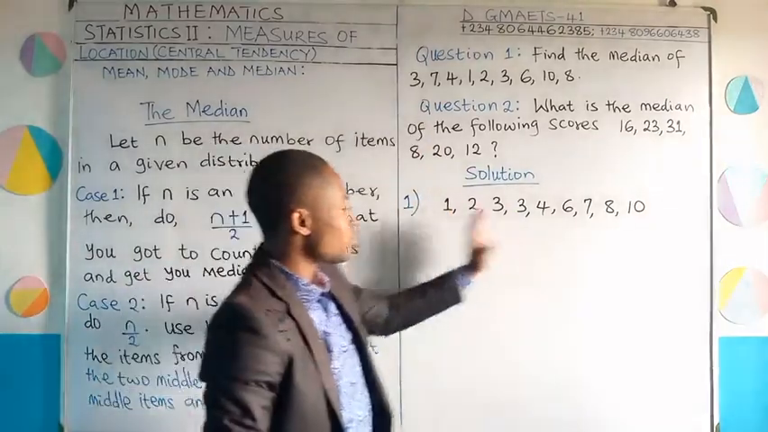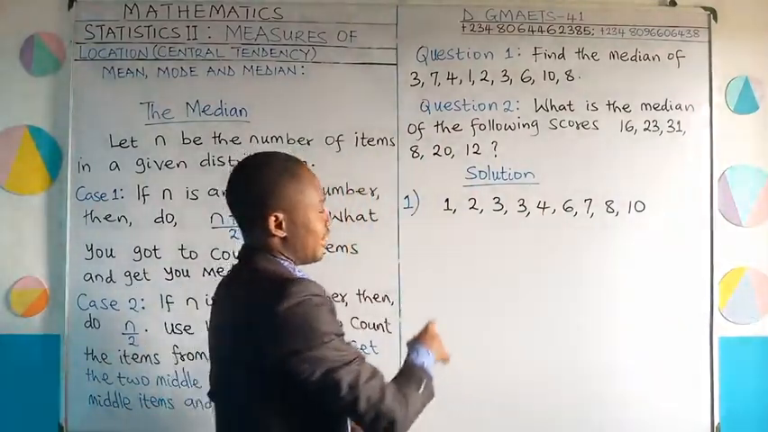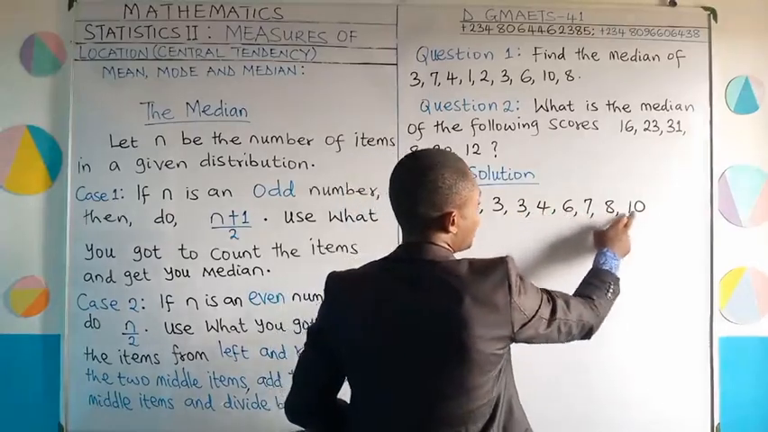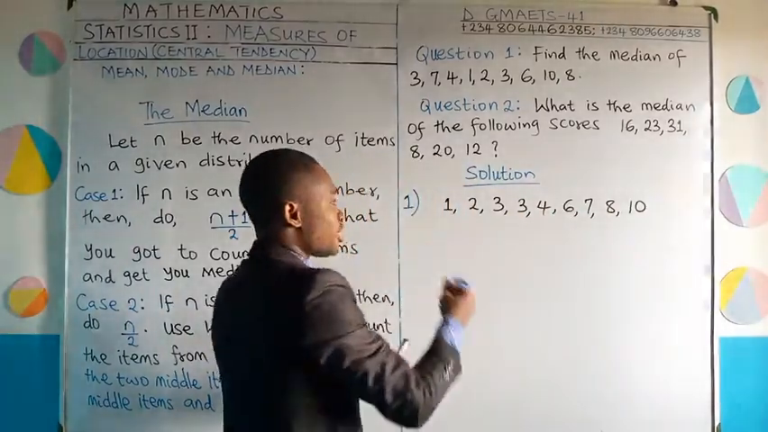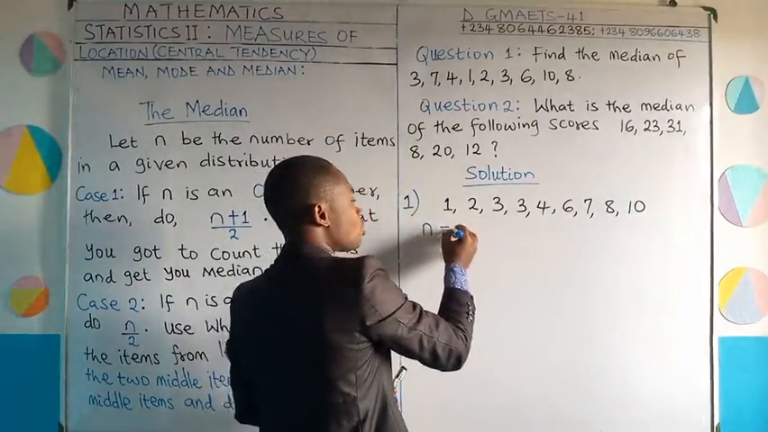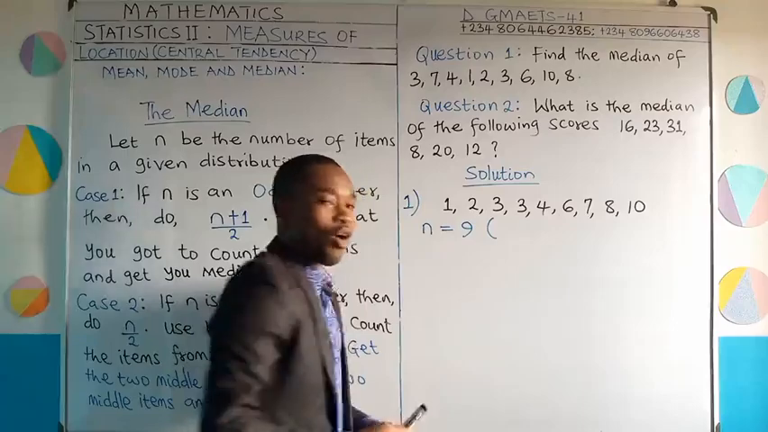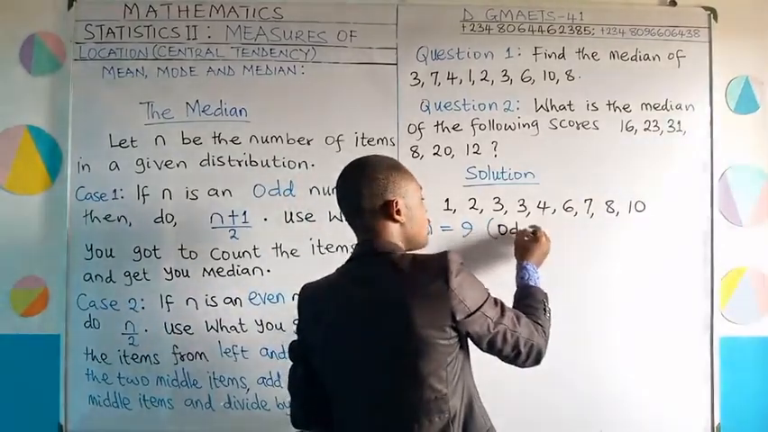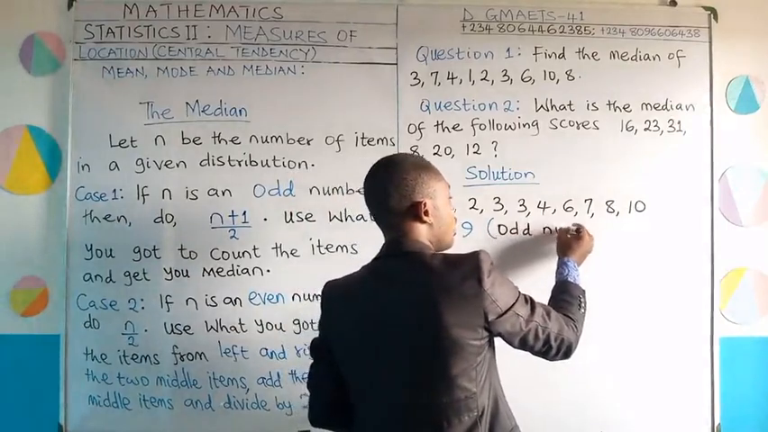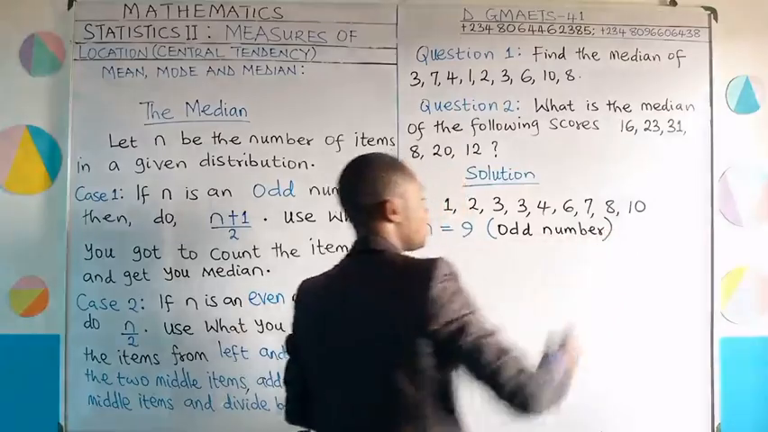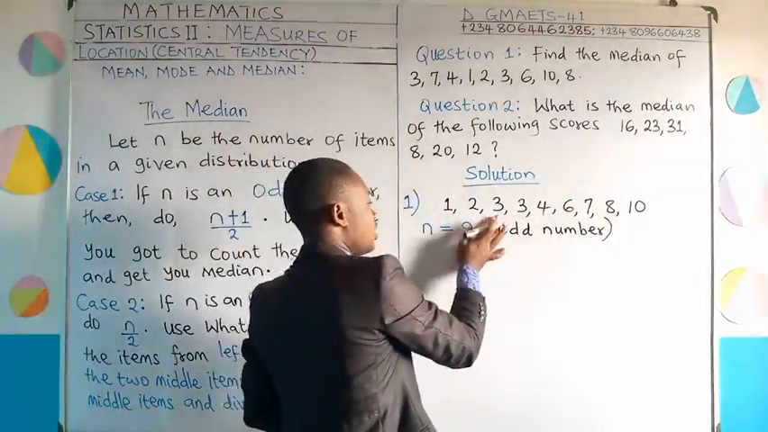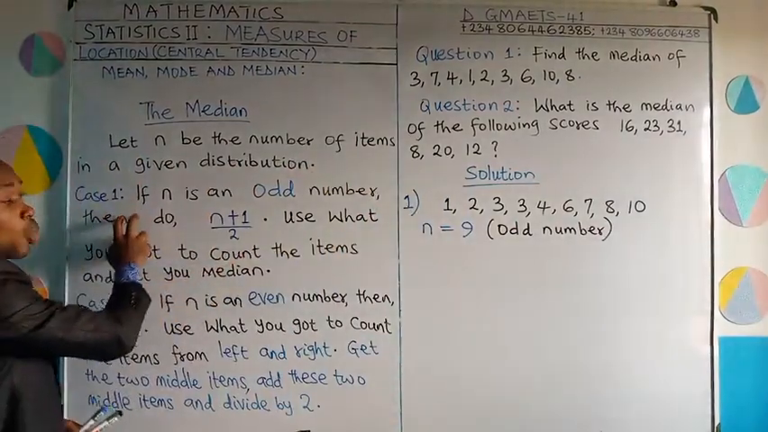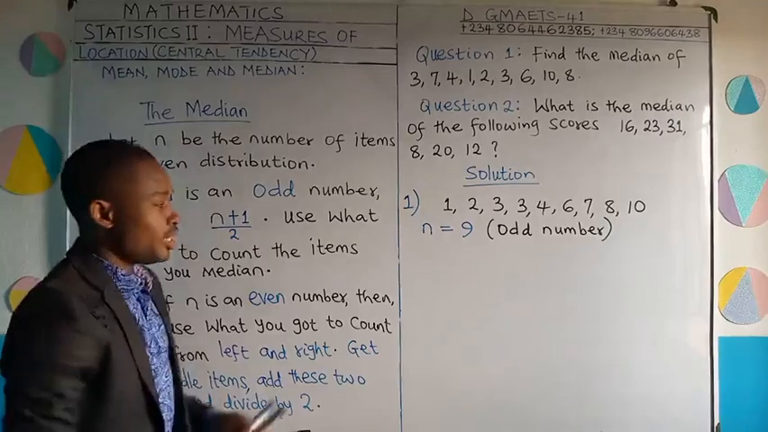So I will now count these items. How many are they? 1, 2, 3, 4, 5, 6, 7, 8, 9. There are 9 items. So I would write n is equal to 9. Is 9 an odd number or even number? 9 is an odd number because 2 cannot divide 9 without remainder. So 9 is an odd number. Good. So this problem you see is case 1, okay? When n is an odd number.